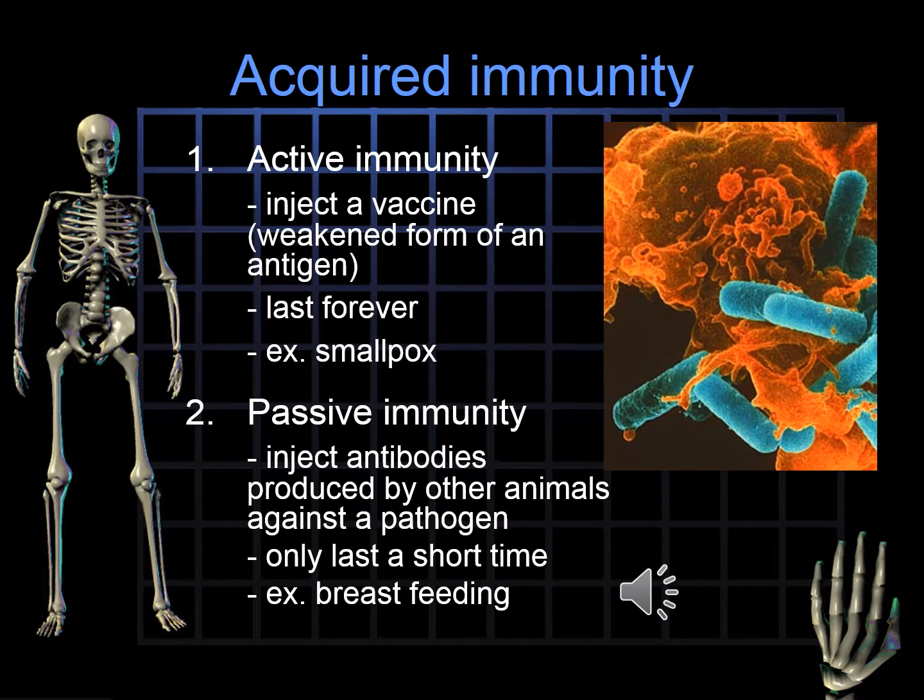Passive immunity. Passive immunity is basically injected antibodies produced by other animals against pathogens and only lasts a short time. So basically, this was tried during the Ebola outbreaks. We don't know how to stop Ebola. And this is a virus that just basically liquefies your organs within 5 days. I mean, you die a horrible death.